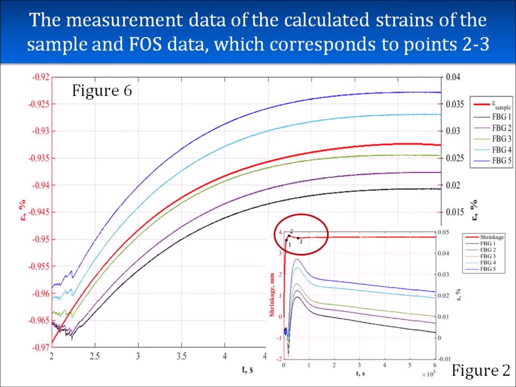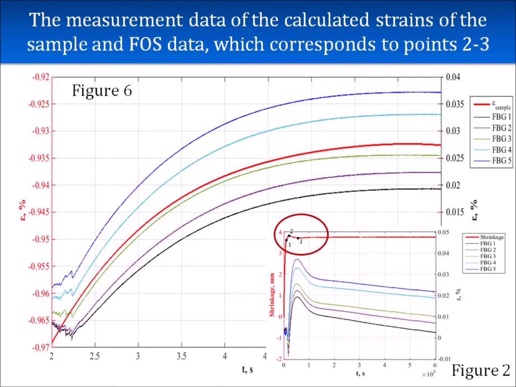This phenomenon of shrinkage appearing with the opposite sign, or sample elongation, is caused by violation of the optimal water-cement ratio for concrete hardening based on Portland cement. It should be underlined that at the measurement stage, which corresponds to points 2 and 3 in Figure 2, it can be seen that the elongation of the sample was about 0.15 millimeters, which in terms of strain was 0.3%. It's shown in Figure 6.